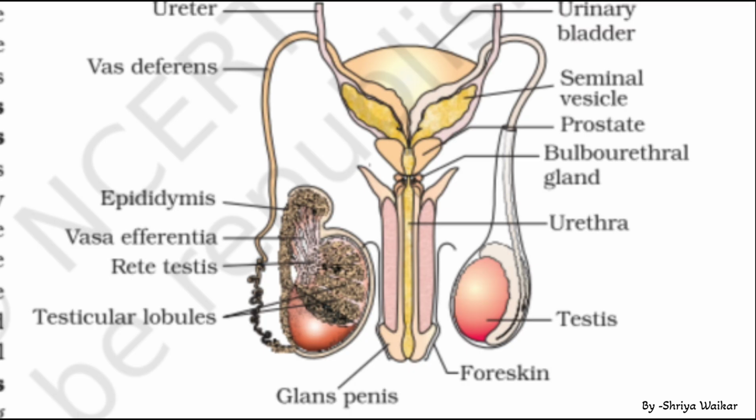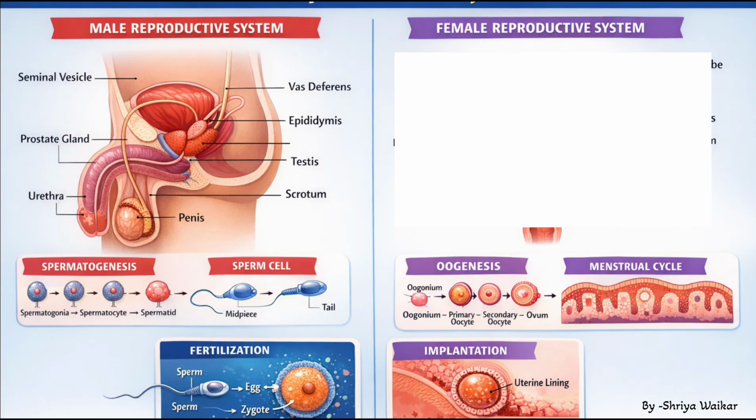So accessory glands, there are three accessory glands. They are the seminal vesicle, prostate gland, and Cowper's gland. So these glands produce seminal plasma, which provides nutrition, maintains the pH, and increases the motility. So first important point from examination point of view is seminal vesicle contributes the maximum volume of semen.